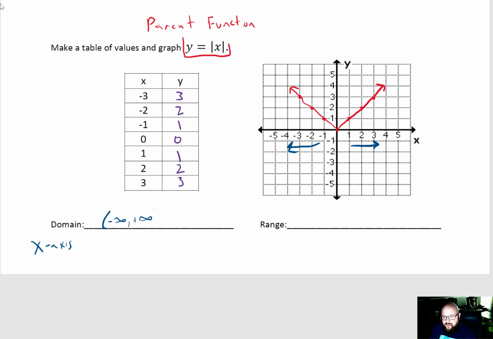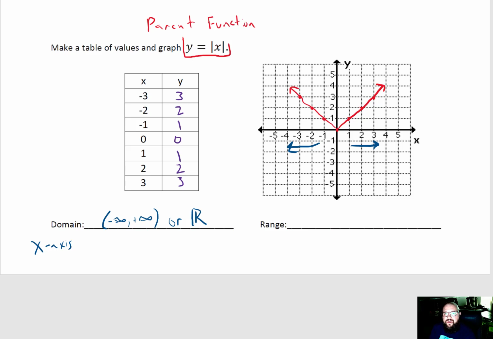Again, if you're going to write it like that in interval notation, you need to make sure you have your negative and your positive sign on your infinity symbols, or you can simply write all real numbers by drawing the fancy R there.